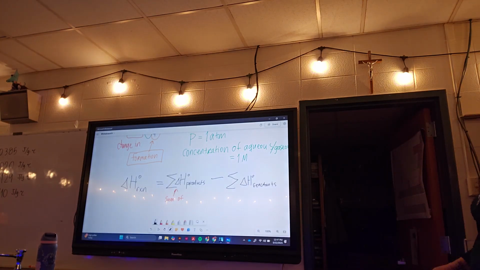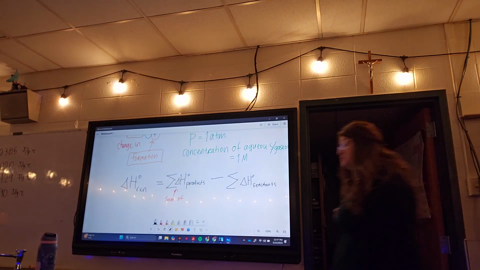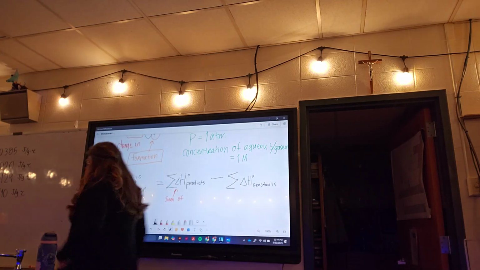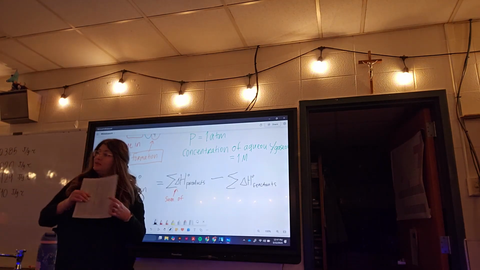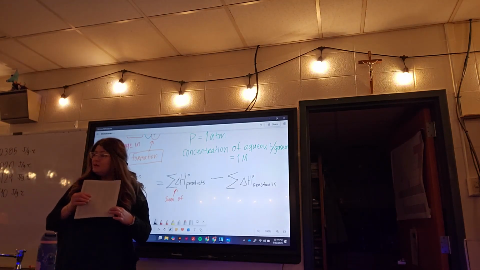Minus the sum of the delta H's for the reactants. Okay, so write this down. Maybe this is something that you want to put in this little space here on the back of your gray sheet.